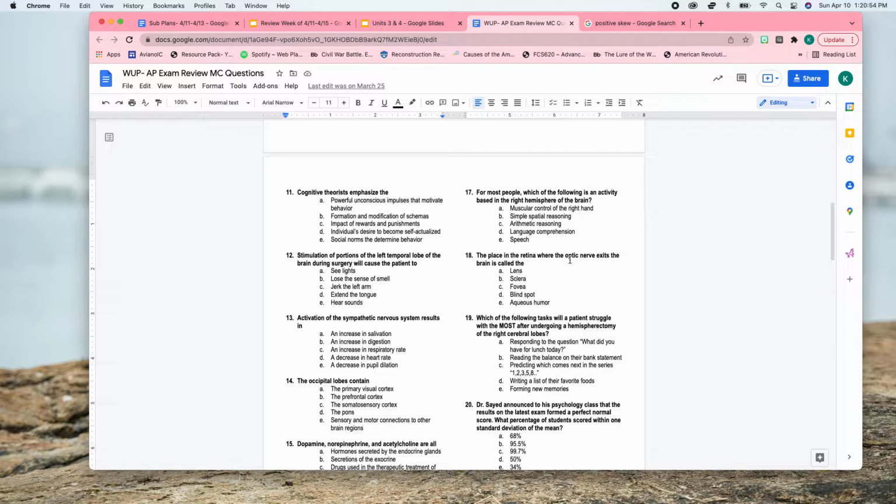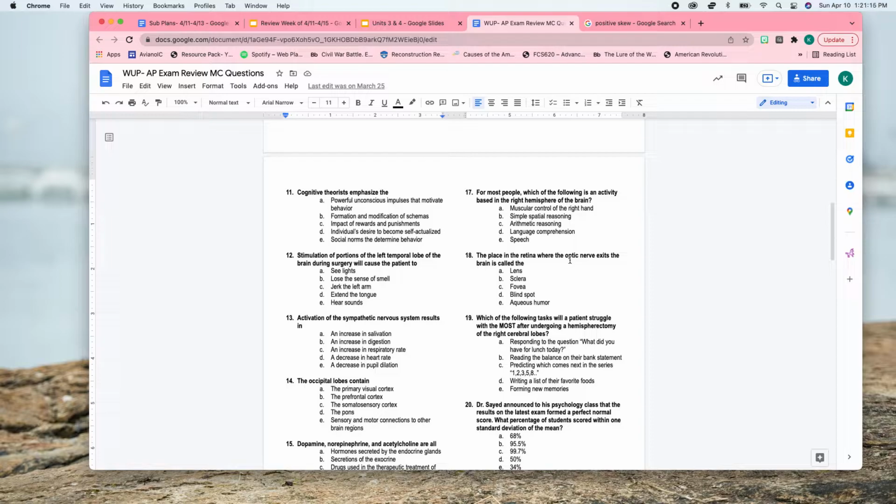Number 18, the place in the retina where the optic nerve exits the brain is called, and that is the blind spot. It's the one part of your eye that actually doesn't have any cones or rods in order to see. And that's why your eye is constantly moving, to basically make up for that blind spot.